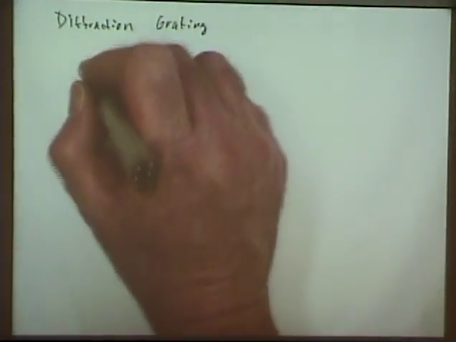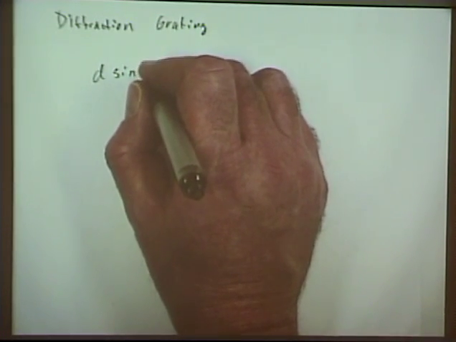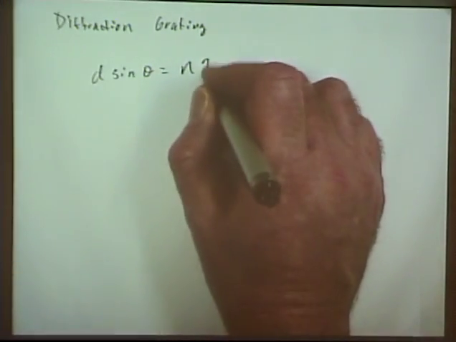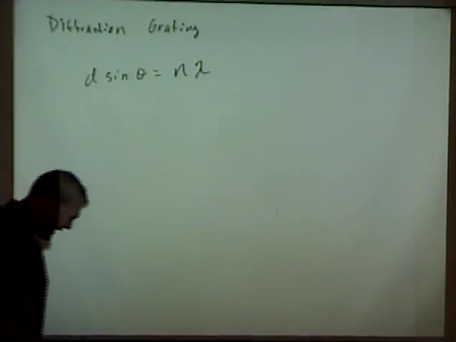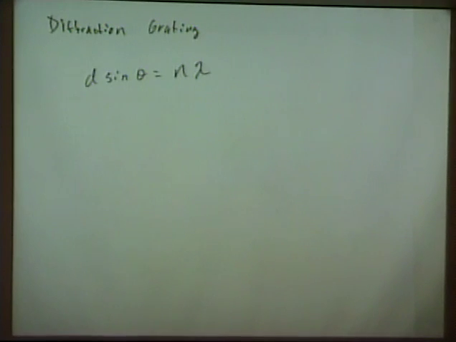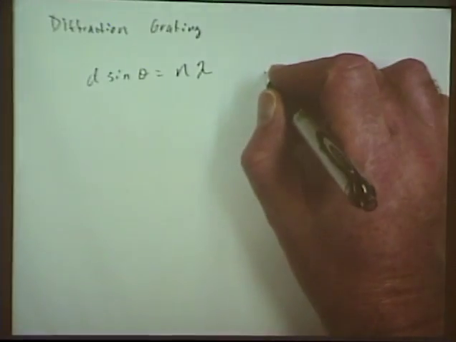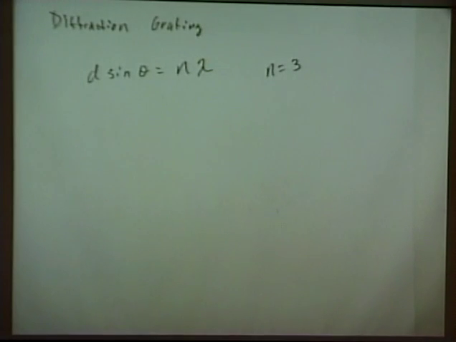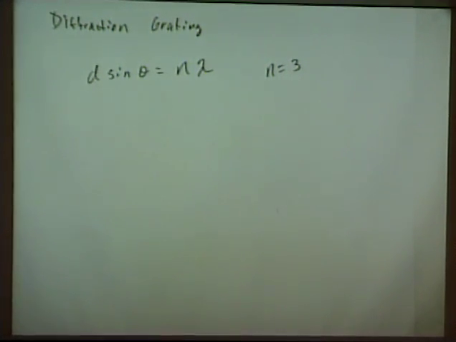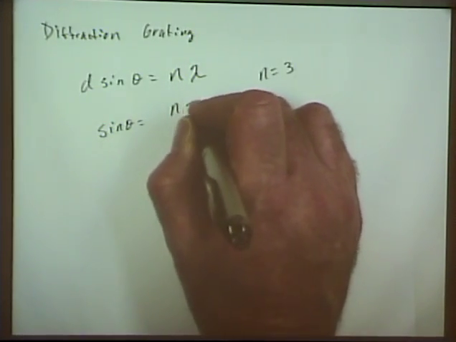So d sine theta is equal to n times lambda. I'm going to use the d that I had before. Use the same d, because what we're going to do now is change n to equal 3. Use the same d, but now theta is going to change. So I wind up with this: the sine of theta is equal to n lambda over d.